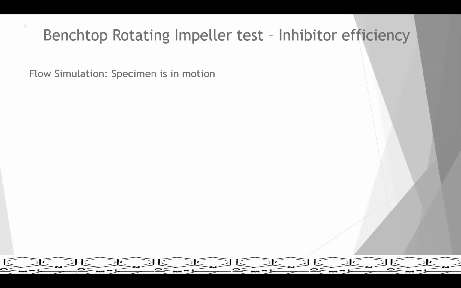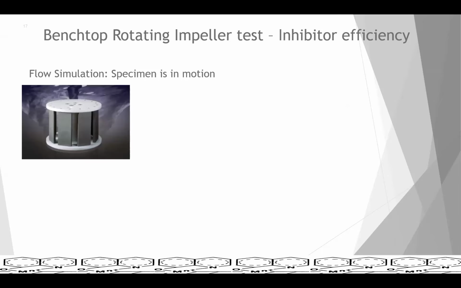We simulate flow in the laboratory so that the impact of flow can be simulated in the lab. And there are 2 schools of thought. On one side of the thought process, when you simulate the flow in the laboratory, the specimen is also in motion.